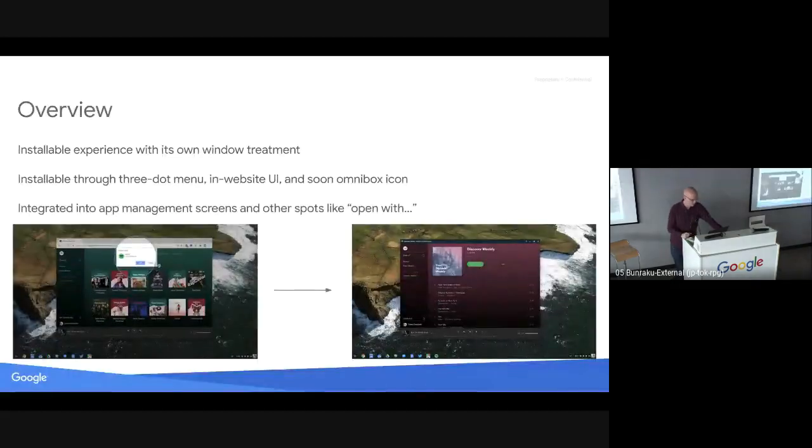PWA, this is the part that you actually know about and I should be talking about, but it's pretty simple. You have the installable experience where you get your own window treatment. You can do this either through the 3-dot menu or Omnibox icon. I should remove the "soon" there because we actually just shipped Omnibox icon badging. And I think beyond just the windowing, it's also about being well integrated into the system. I think our lovely folks from Microsoft will follow me by talking a little bit more about this. But basically making sure that your PWA shows up in all of the places where you would expect other applications to show up and that it feels like it belongs in the operating system.